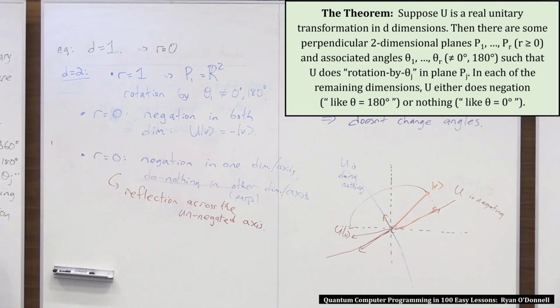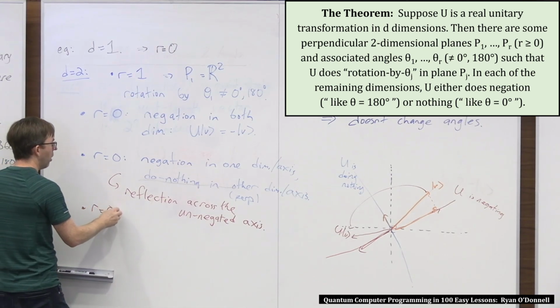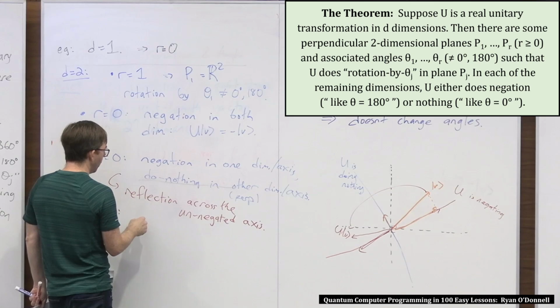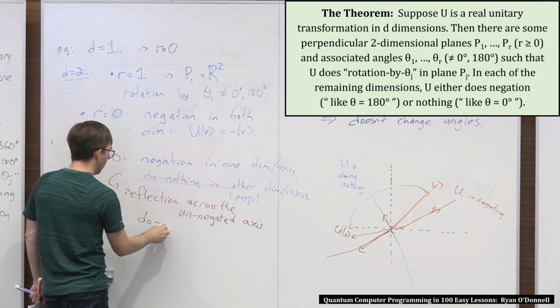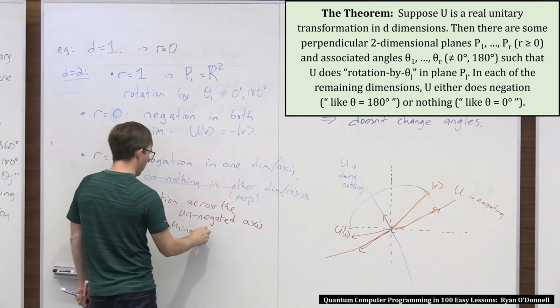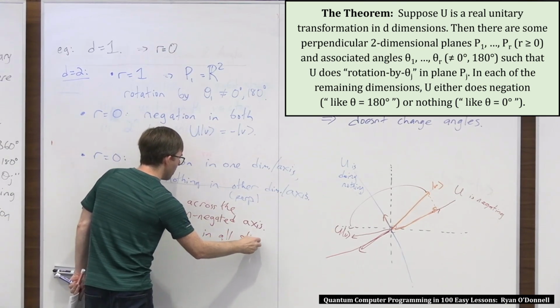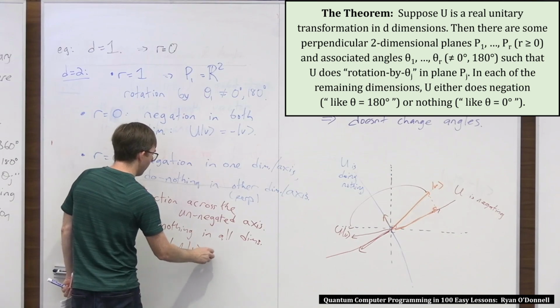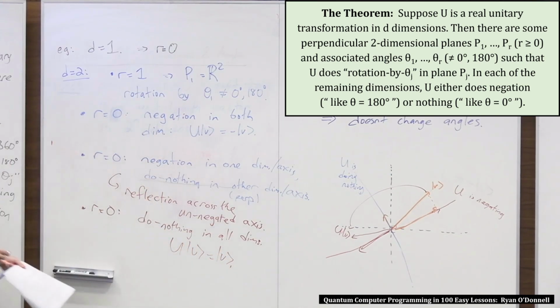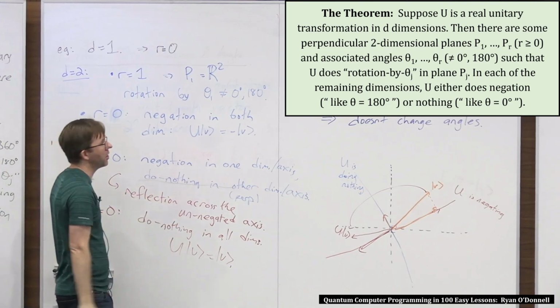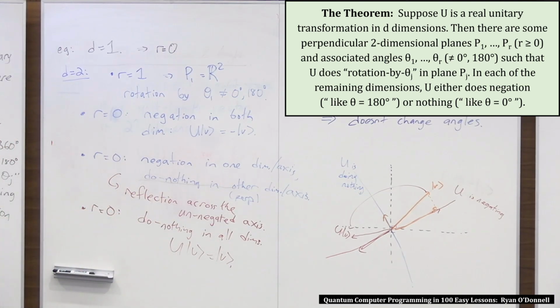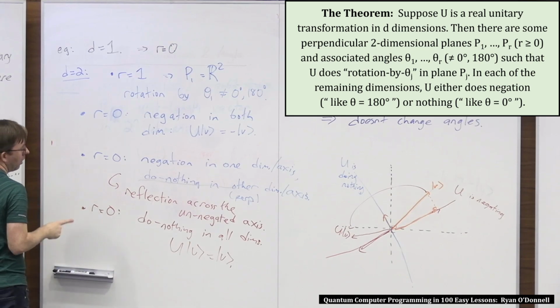And then there's still more. The last case is like r equals 0, but in the remaining dimensions, they're all do nothing. So do nothing in all 2 dimensions. Okay, and this is just the literal unitary transformation that does nothing. This is the identity map that just leaves every vector itself. And so this is the final categorization of all possible unitary transformations in 2 real dimensions. It's either a rotation by some amount that's not 0 or 180 degrees, or it's negation, which is like rotation by 180 degrees, or it's a reflection, or it does nothing.